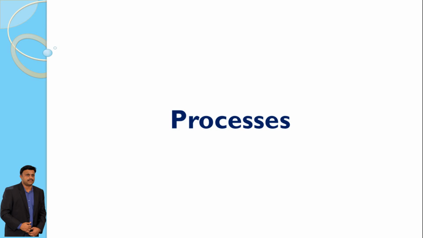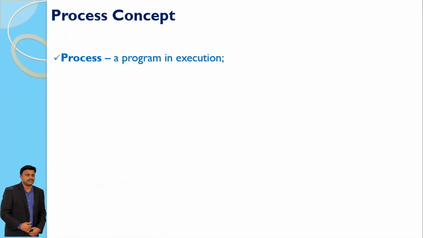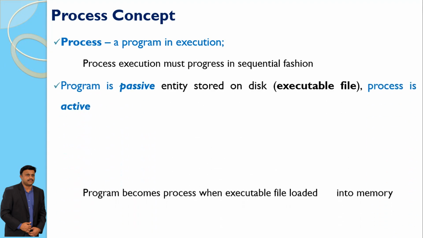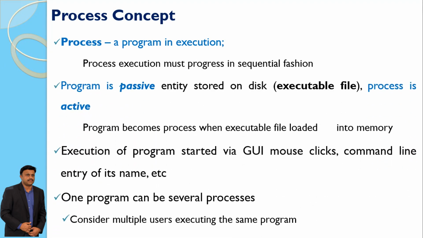Let's dive into the world of processes, the fundamental units of execution in an operating system. A process is an active program in execution, transitioning from a passive executable file on disk to an active entity in memory. Processes can start through various methods like double-clicks or command line entries, and a single program can spawn multiple processes.